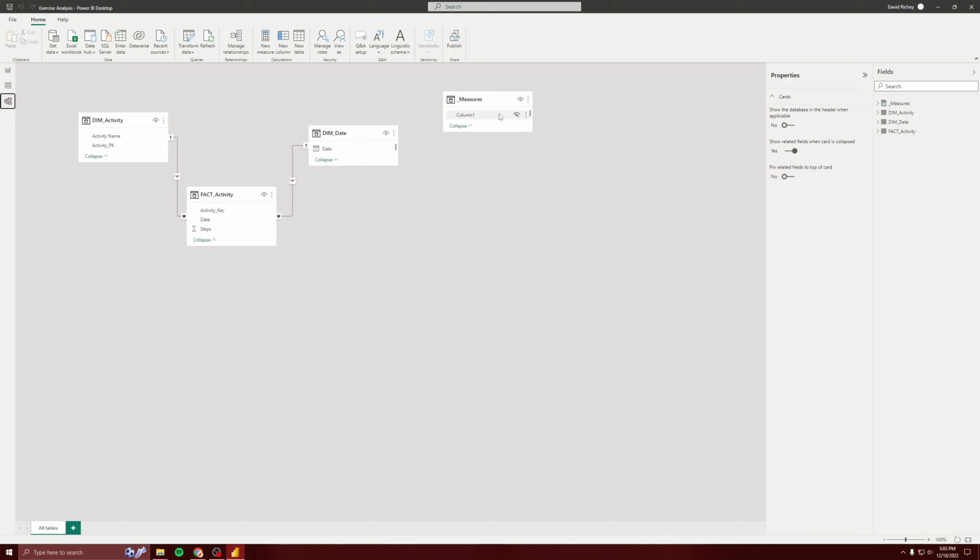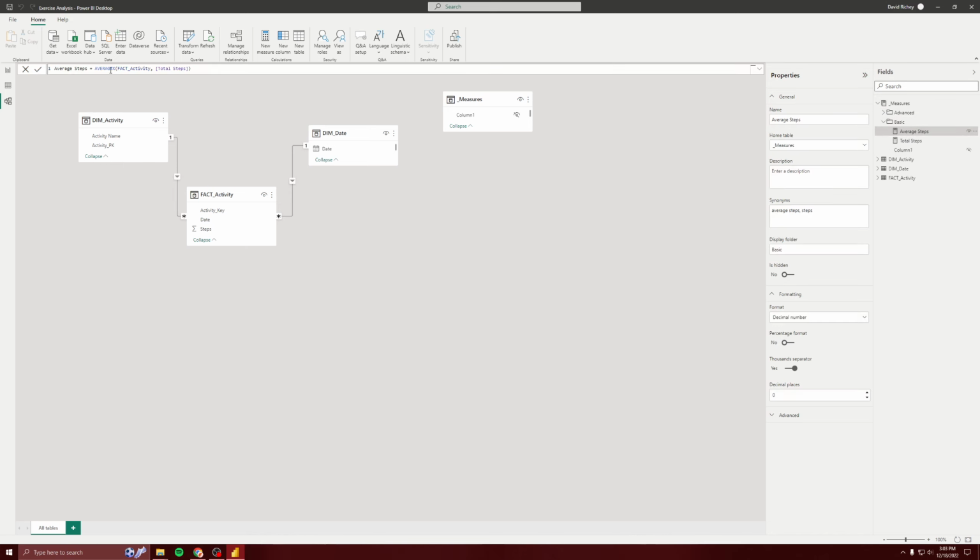And here's how the dimension tables are related to the fact table. For the measures, like in basic, we have this average, which is just the average of steps. And total steps is just the steps summed up. For the advanced page, there's the running percent of total that we got.